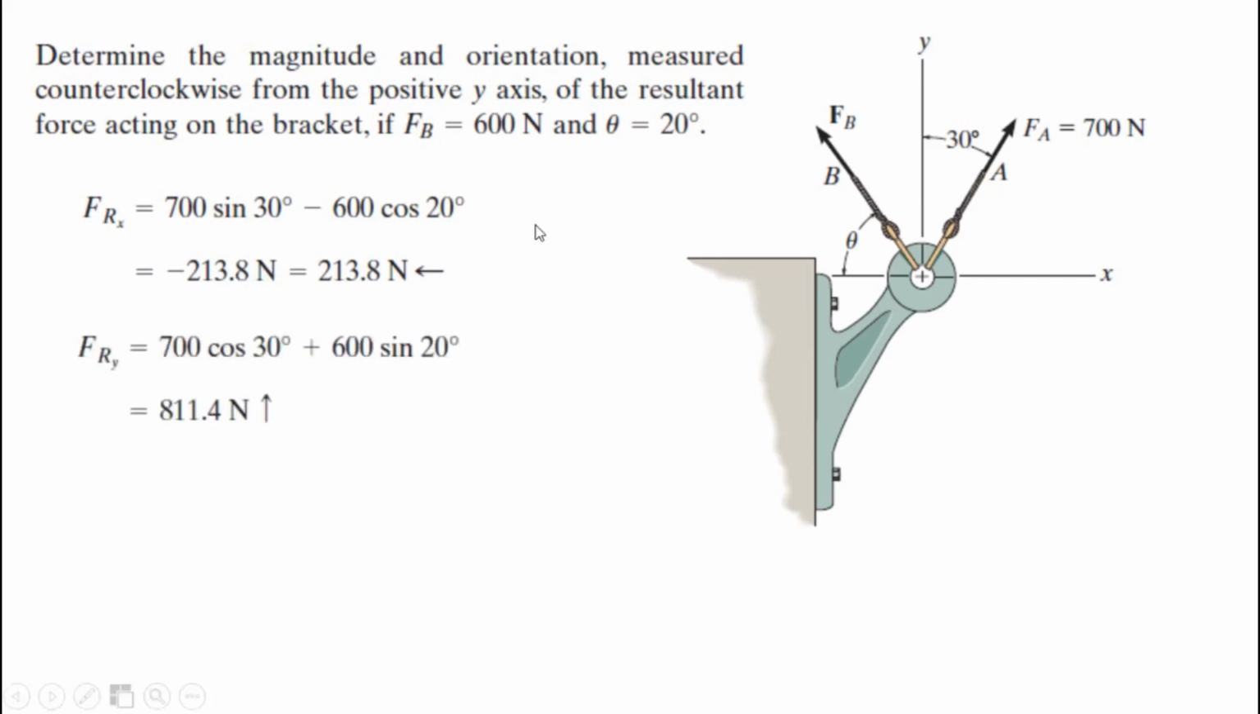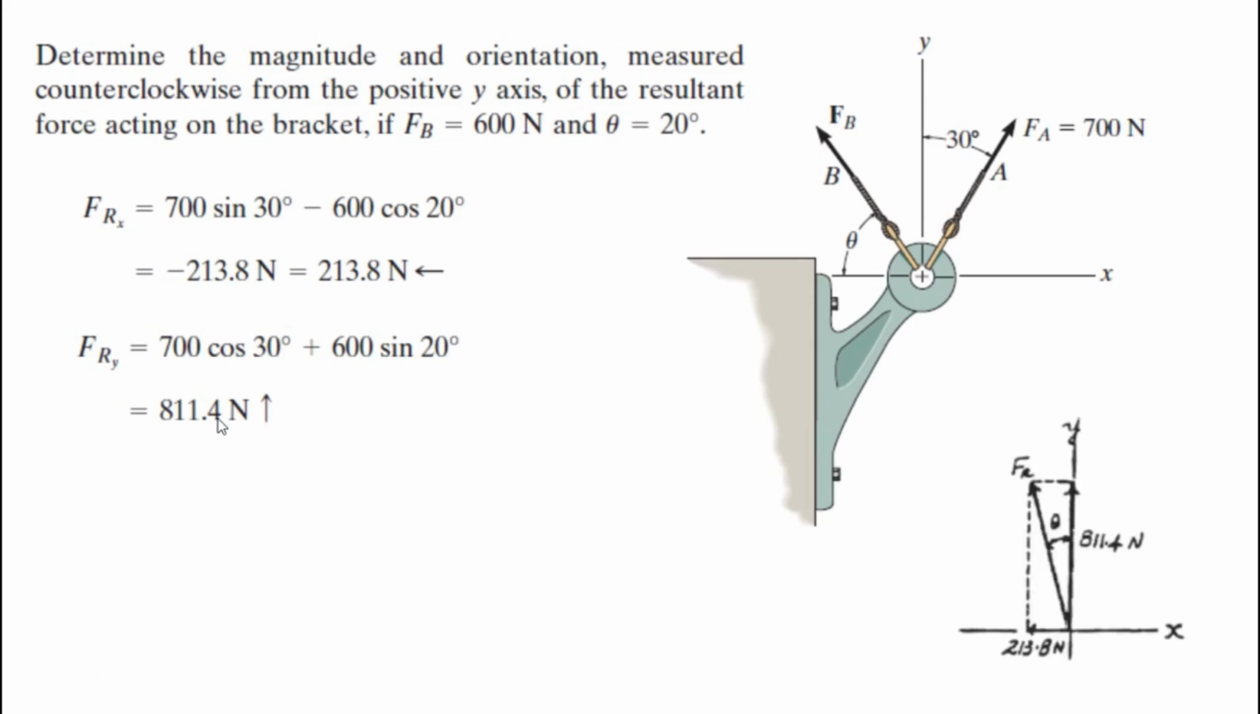In the y direction, this time on FA, the vertical, which is the y direction, is adjacent to the 30. So I'm going to use cosine for the adjacent to 30, so it'll be 700 cosine 30. For FB, the vertical on the triangle is over here, which is opposite, so I'm going to use sine, so that'll be 600 sine of 20 degrees. Adding those two up, I get 811 newtons moving upward.